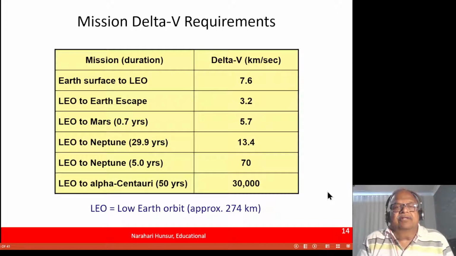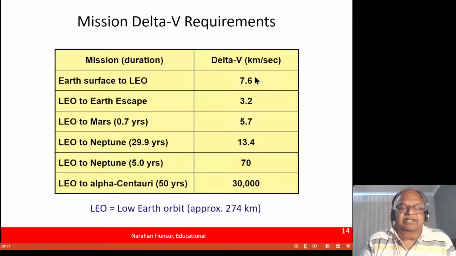Okay, so now let's look at typical orbits. I'm not going to talk in detail about orbital mechanics, just to give you a flavor. If you want to put something in low Earth orbit, you need a minimum of 7.6 kilometers per second circumferential velocity for it to do that.